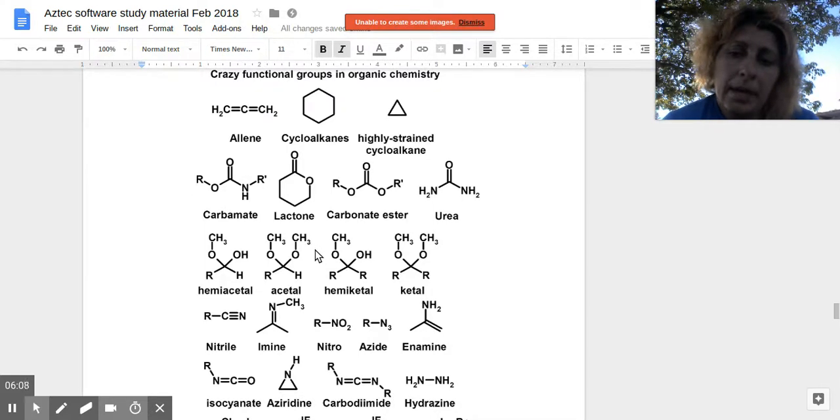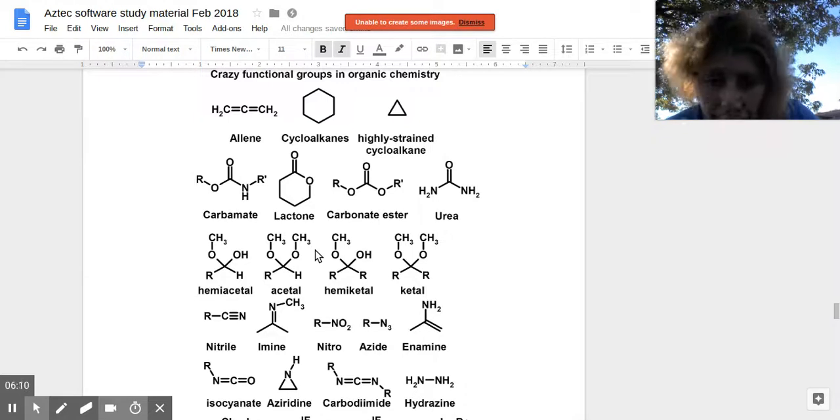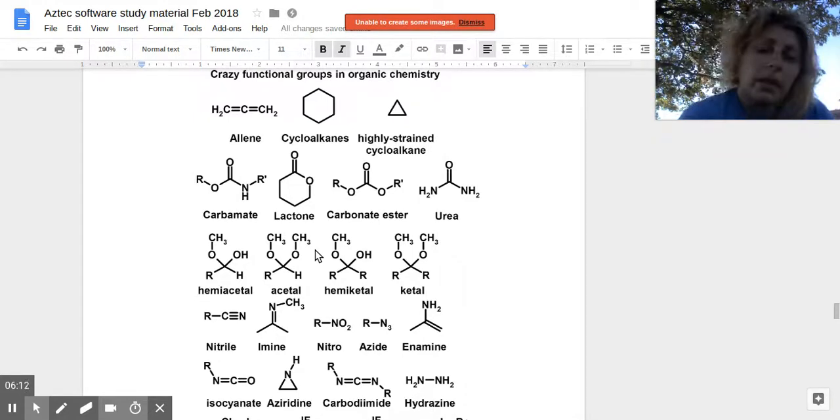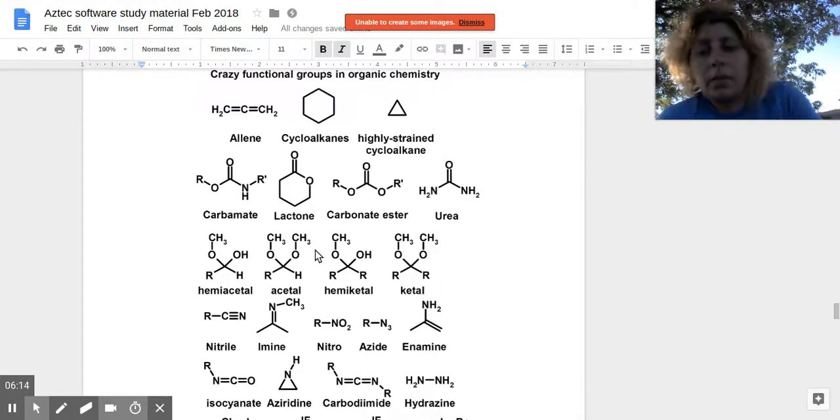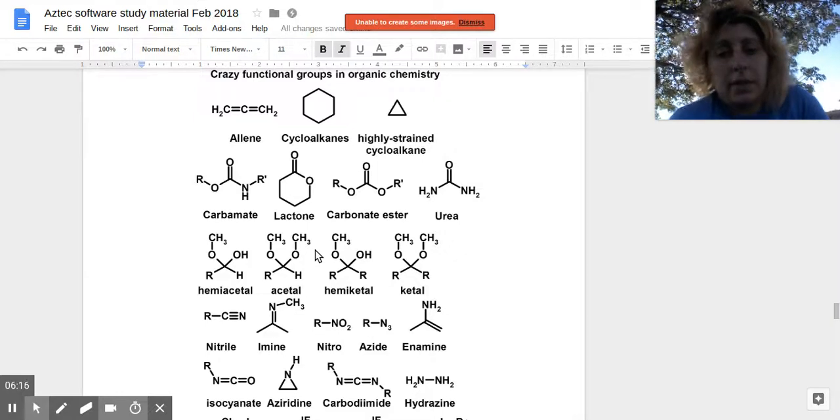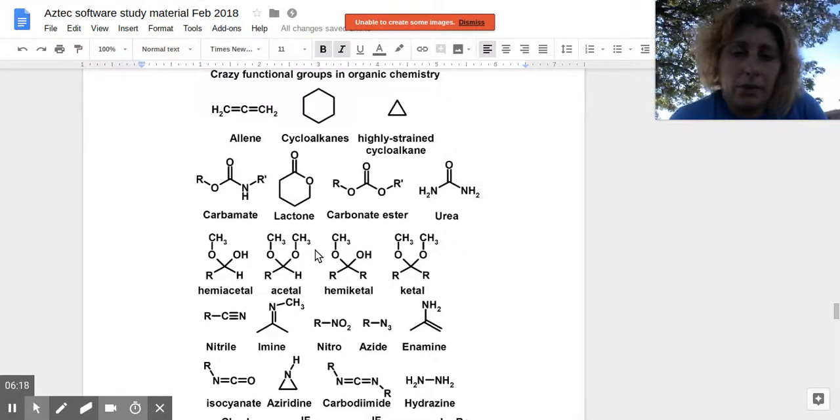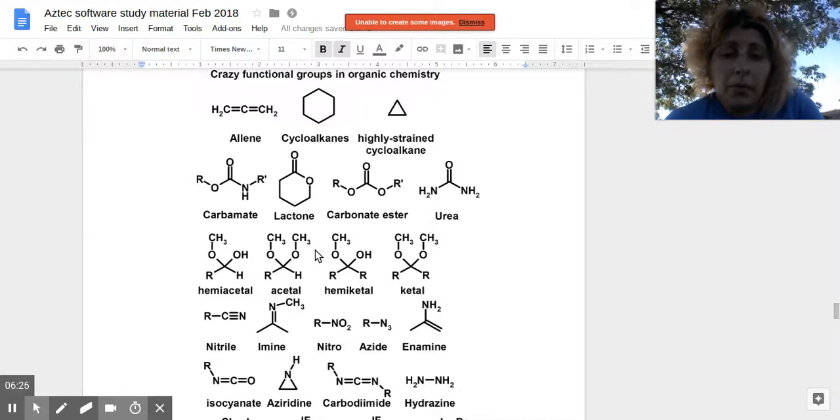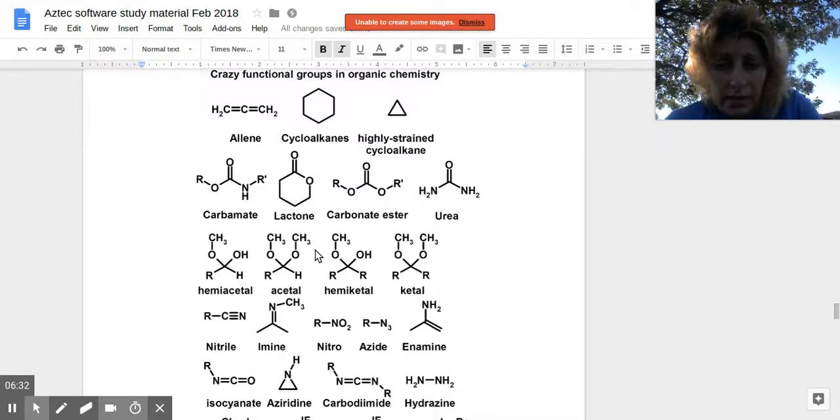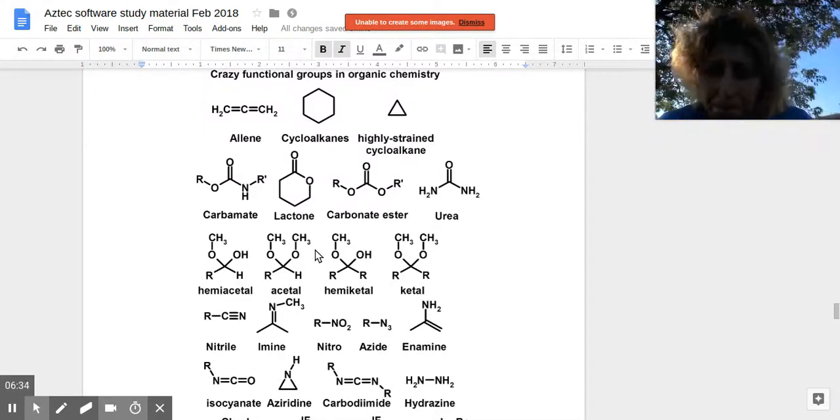Like carbamate, lactone, carbonate, ester. The esters have a double bound oxygen, a single bound oxygen, plus a single bound oxygen. And you have urea with 2 NH groups on either side of a carbon, double bound to an oxygen. Then hemiacetal, acetal, hemiketal, ketal.